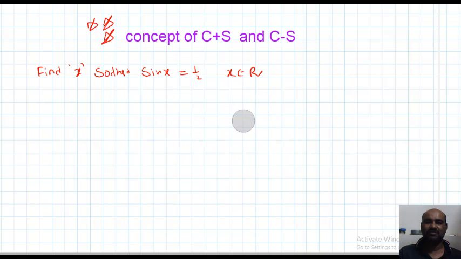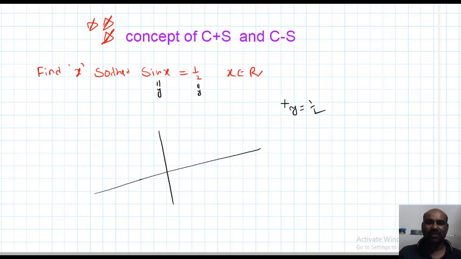Observe, students. What I am doing now is drawing the graph of sin x, meaning y equal to sin x. That is important. Again I want to draw the graph of y equal to half. What is the meaning of y equal to half? Y equal to half is a straight line parallel to the x axis, half unit from the x axis. So what is x comma y? Whatever x may be, y is half only.